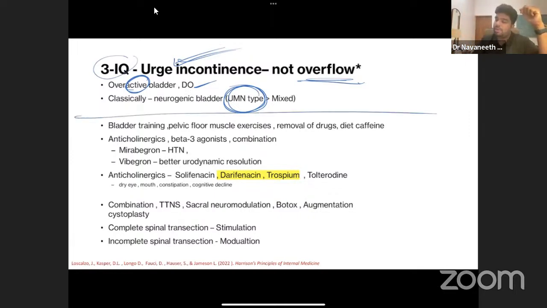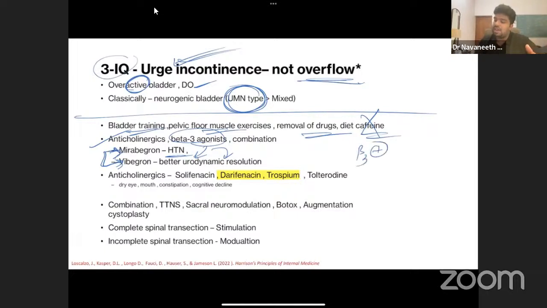So here the treatment will be bladder training, pelvic floor muscle exercises, removal of drugs, diet, remove the caffeine. Okay, this is very important for you to know. Anticholinergics are also given. Here you're going to give beta-3 agonists, which are more superior, instead of anticholinergics usually, because patients will be having old age, they might have cognitive decline, dry eyes or dry mouth. All these autonomic side effects are more. So instead of anticholinergics, you can give beta-3 agonists, which are mirabegron and vibegron. Vibegron has higher efficacy, but mirabegron is more studied and more available, and cost is lesser. So here, vibegron and mirabegron are beta-3 agonists.